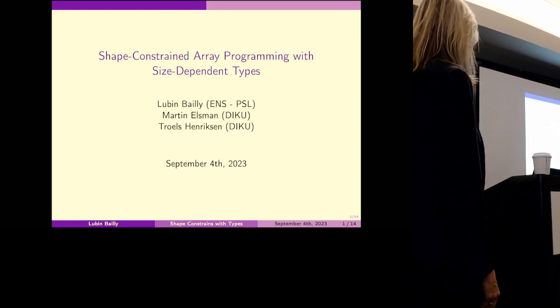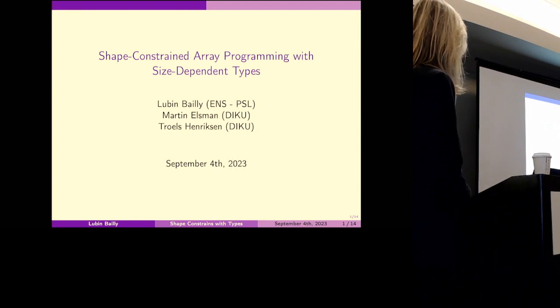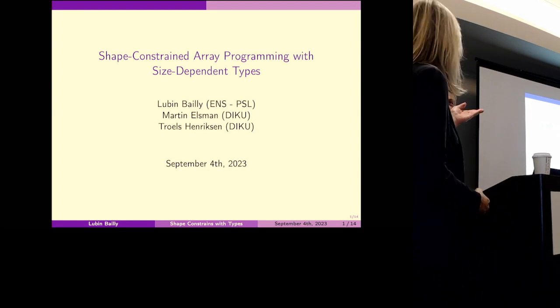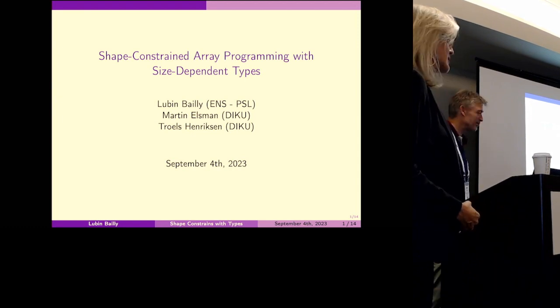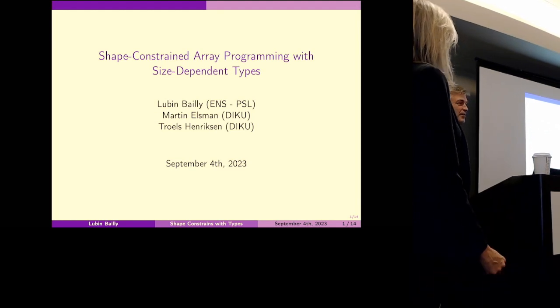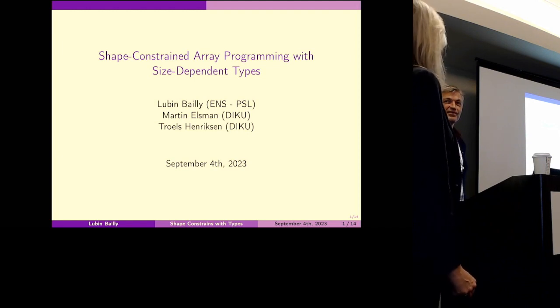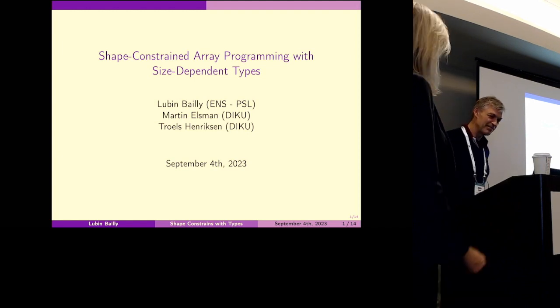Today is Martin Elsman, and he's filling in for Lubin, who's missing. Martin is going to talk about the work on shape constraint array programming with size dependent types.